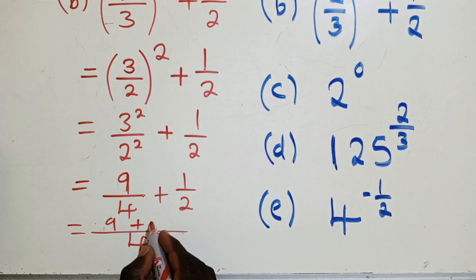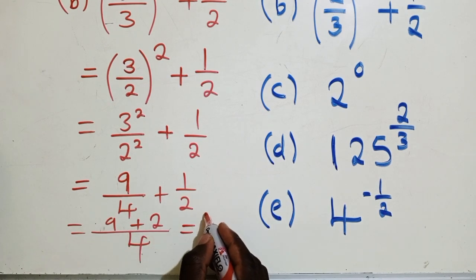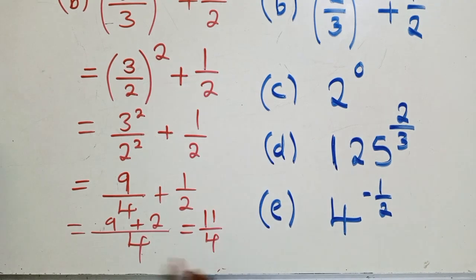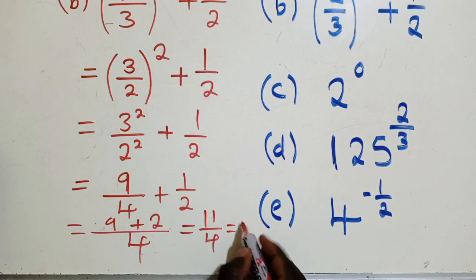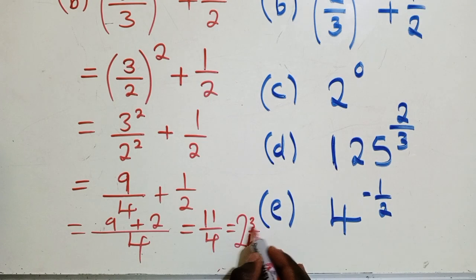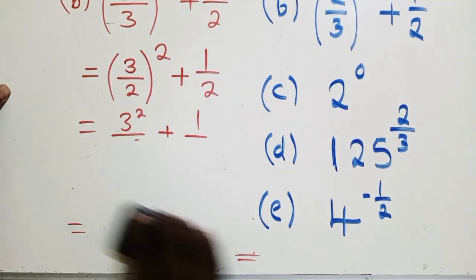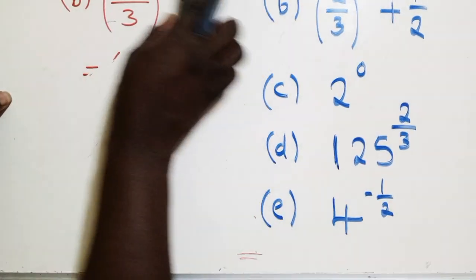2 times 1 is 2, which is equal to 11 over 4, because 9 plus 2 is 11. And to finish it up, this will just be a 2. Remainder 3, we write the denominator. And this is our solution. Hopefully you understand question B. We now go to question C, which is the simplest among all the questions.